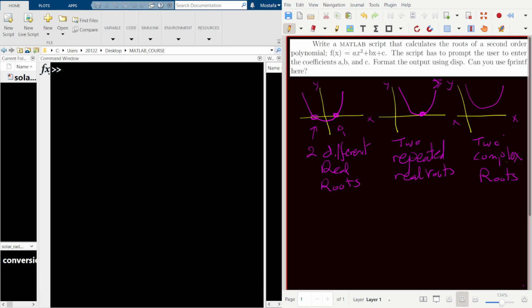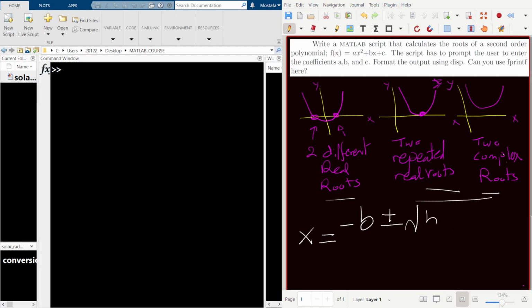All right, but then there is a famous equation that was derived, and it allows you to calculate the roots of a second order polynomial regardless of which case. So you don't really need to pay attention to which case you are in. The equation can take care of this for you. If you remember, it says that x equals negative b plus or minus square root of b squared minus 4ac, the whole thing divided by 2a. So with the plus sign, you get a root, and with the negative sign, you get another root.